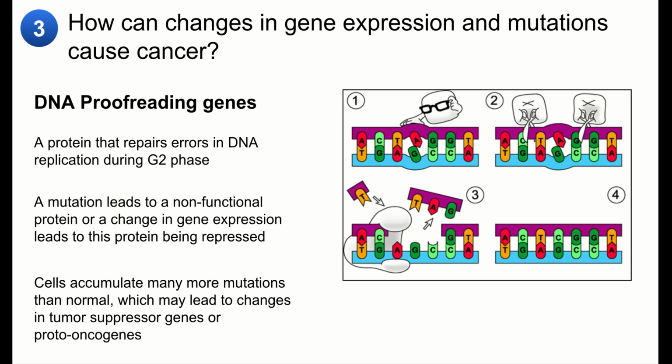So there's no issue directly with not having DNA proofreading genes, but it means that mutations are not going to get fixed like they should. And those mutations will accumulate, and maybe those mutations are in tumor suppressor genes or proto-oncogenes, the brakes and the gas pedal of the cell cycle. And if those mutations accumulate in tumor suppressor genes or proto-oncogenes, that could lead to cancerous traits developing.